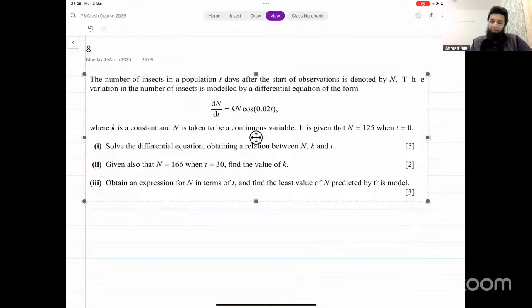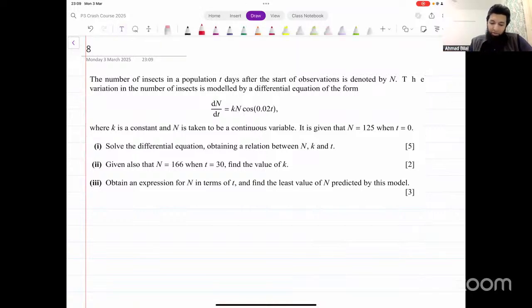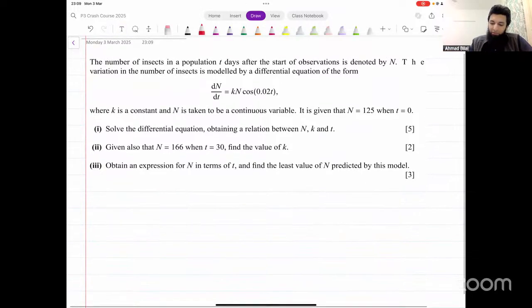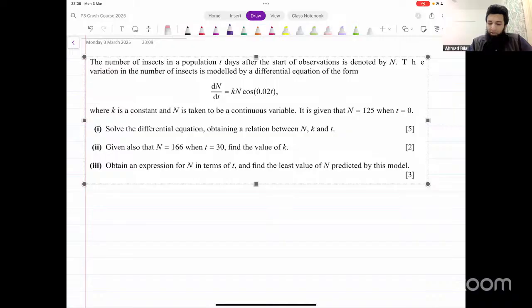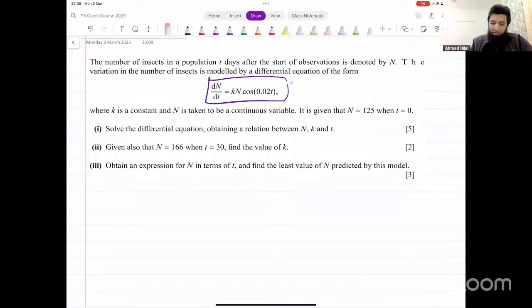All right. It says the number of insects in a population t days after the start of observations is denoted by N. The variation in the number of insects is modeled by a differential equation of this form, where k is a constant and n is taken to be a continuous variable. It's given that n equals 125 when t is equal to 0.